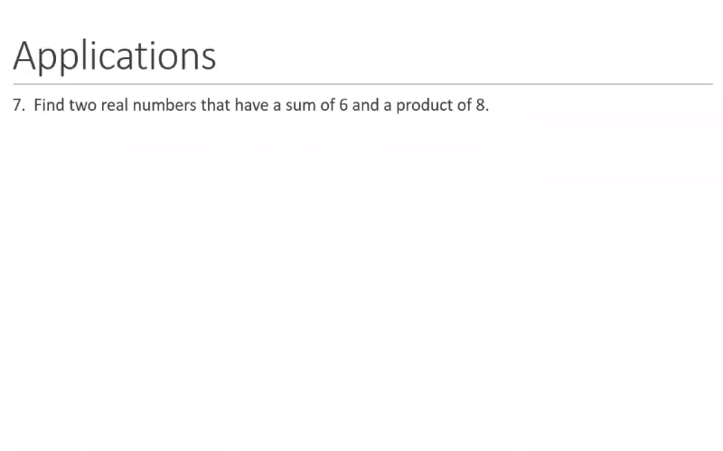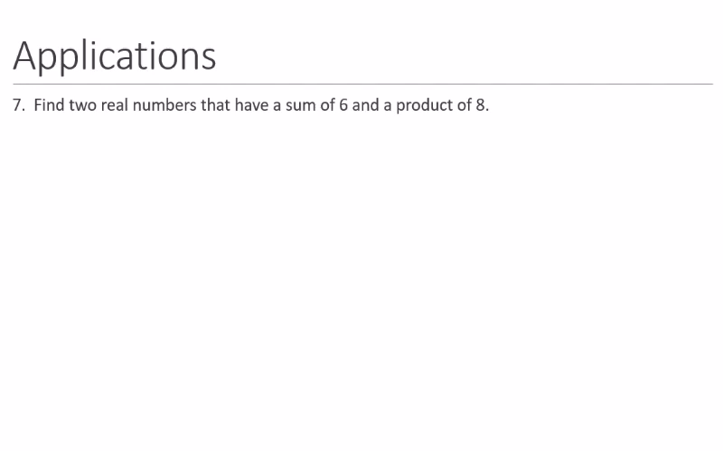All right, everybody, we're going to check out applications of quadratic equations. So here we have number 7: find two real numbers that have a sum of 6 and a product of 8. A lot of times when we hear applications, we're dealing with word problems, and I know sometimes those can be intimidating, but we'll keep an open mind and press through it. With word problems, the more familiar you are and the more experience you have, the easier they are, so hopefully they're not going to be a big deal for you when it's all said and done.